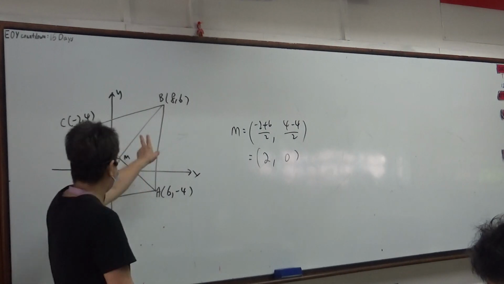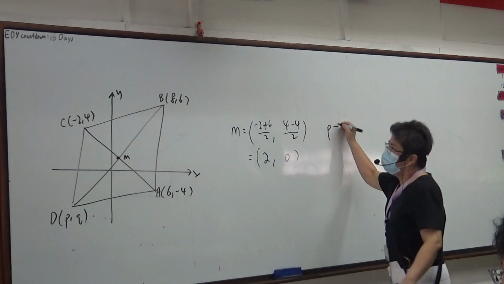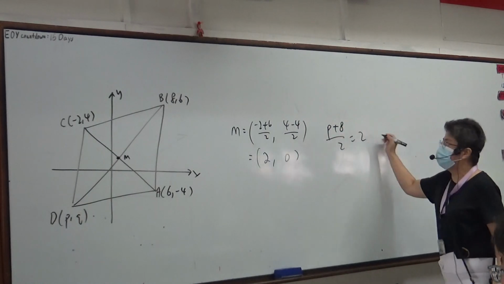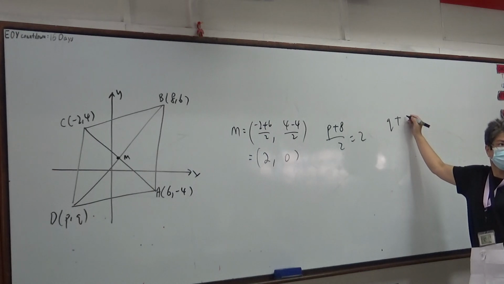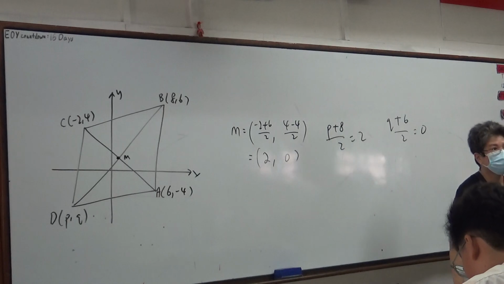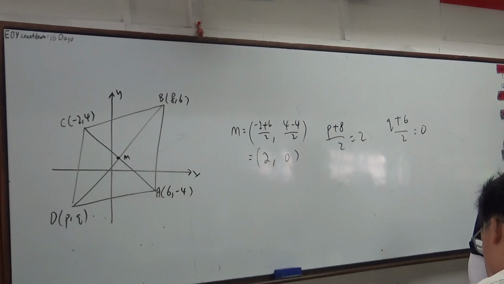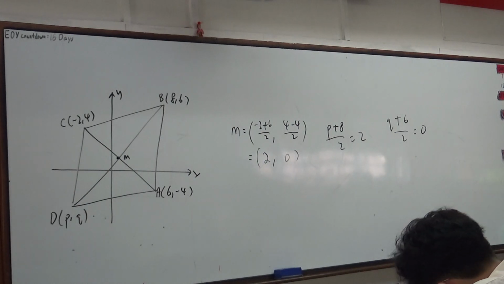It doesn't matter. So how do I get P and Q? So I will have P plus 8 over 2 equals 2, right? Then Q plus what? 6 over 2 equals what? 0. Then you can get the answer for P and Q. Are we clear? Are we clear? Okay, alright, good. So that's how we get P and Q.